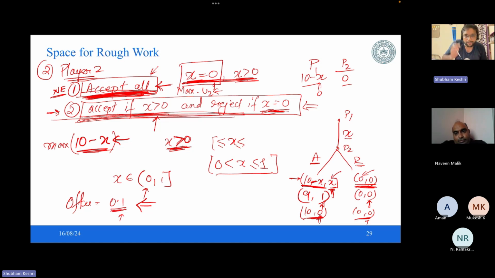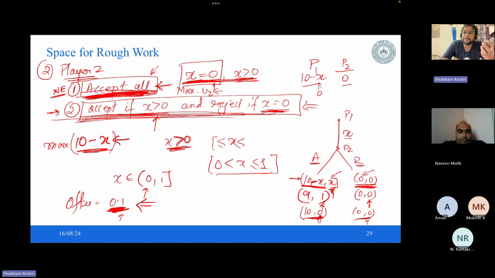Suppose player 1 is offering 0.1. Let us assume this case. When player 1 is offering 0.1, player 2 will not reject because accept will give 0.1 utility which is greater than 0. Okay? This is clear. Now player 1 will think I am giving 0.1 but I can maximize this utility. This is not my best response. Best response is a value which is just positive. This is not, I can deviate.